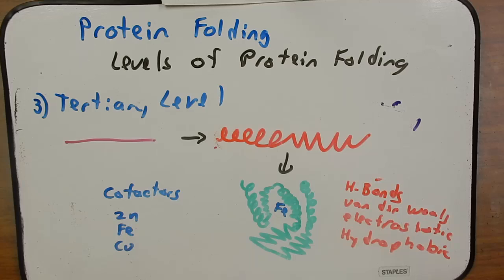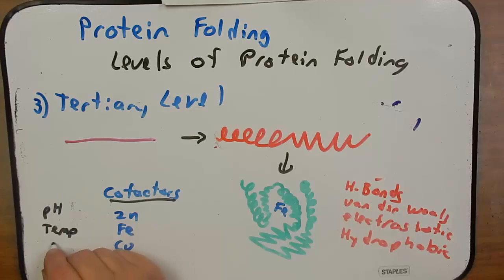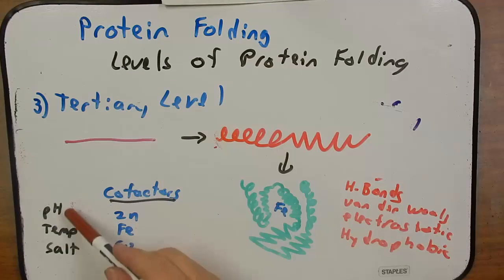Other factors to think about, so these are cofactors that can bind, but the ultimate folding or unfolding of this protein can also be influenced by pH, temperature, and salt. At the right concentrations or values here, they help stabilize this structure. Changing these can help destabilize this structure. Typically, the tertiary level is the functional level.